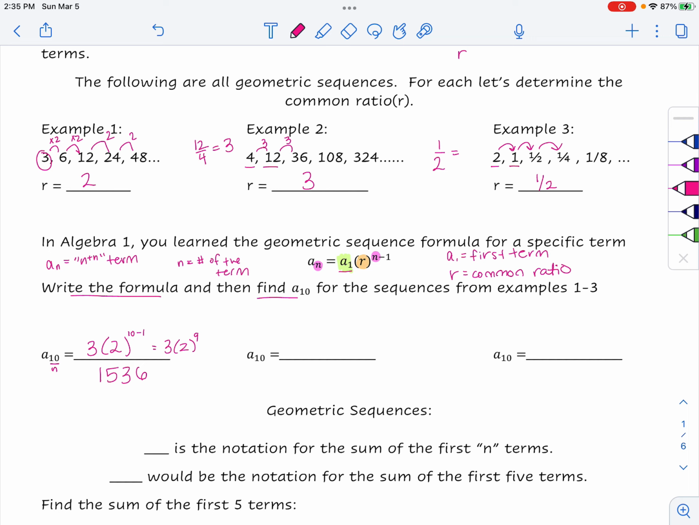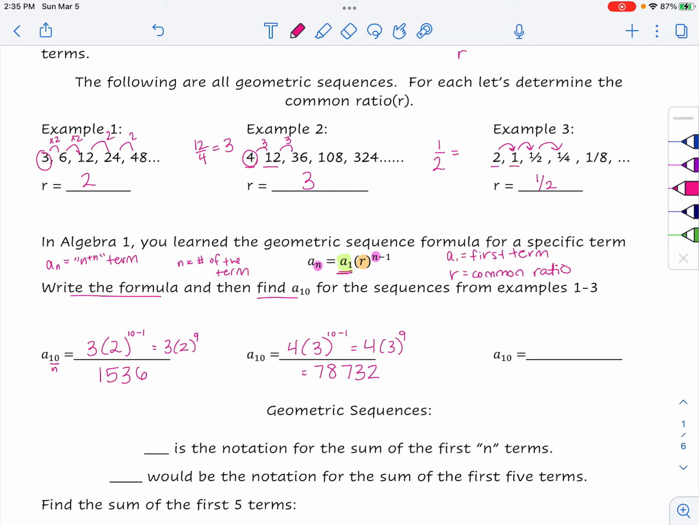All right, the second example. Our first term for example 2 is 4. So A sub n equals 4 times r, which we determined was 3, to the n minus 1 power. So 4 times 3 to the 9th power. Again, I'm going to use my calculator. Make sure when you plug it in, you do 4, parentheses, 3 to the 9th power, parentheses, enter. And I get 78,732.